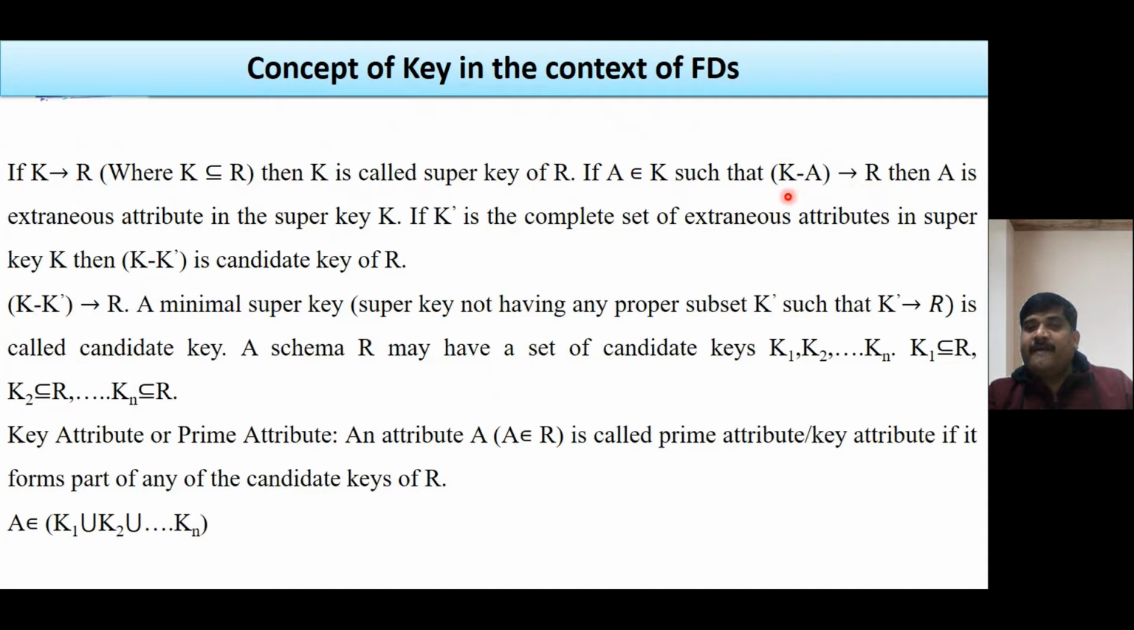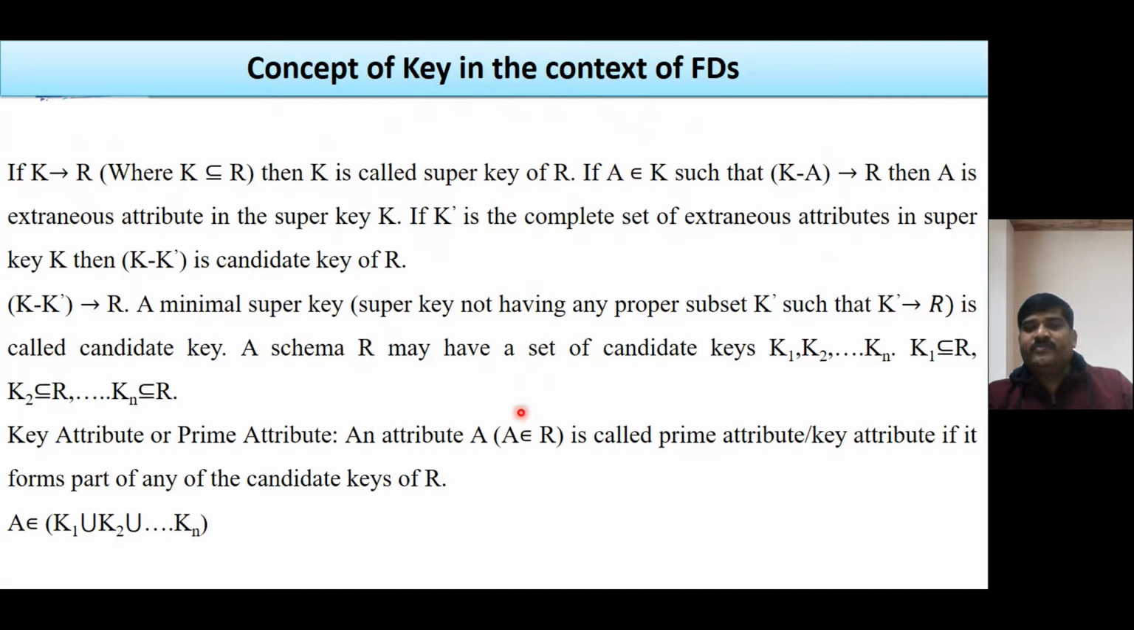this is called candidate key. Why? Because after discarding all the extraneous attributes, we get a minimal set, and a minimal super key is called candidate key. Okay, so we can say that if K dash is a set of extraneous attributes in the super key, or if we discard K dash from K, so K minus K dash is the candidate key.